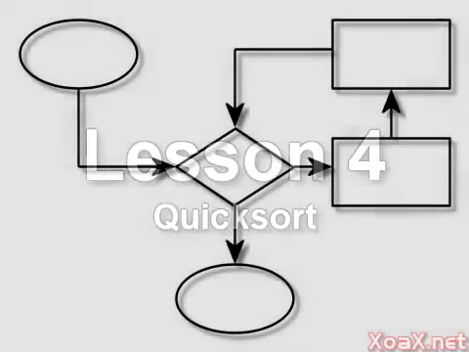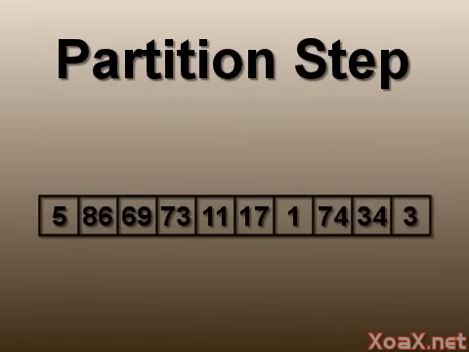Lesson 4. Quicksort. The quicksort algorithm is performed by a repeated application of what we will call the partition step, which divides an array into two sets.